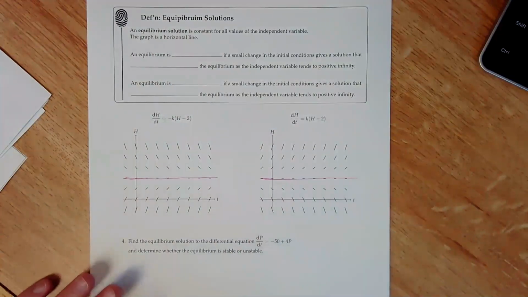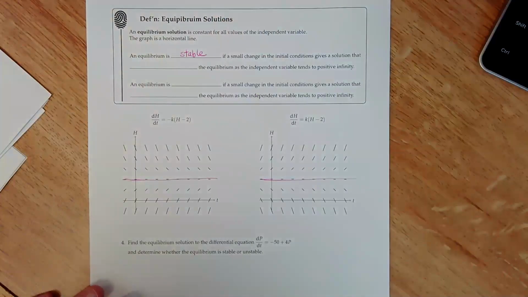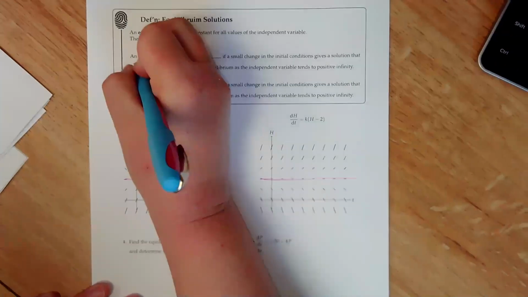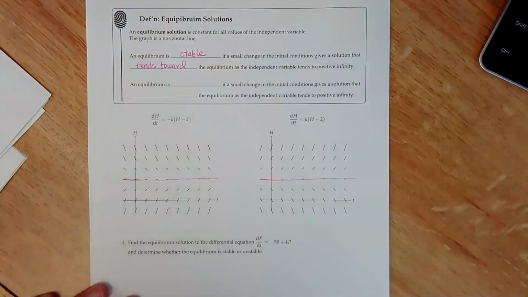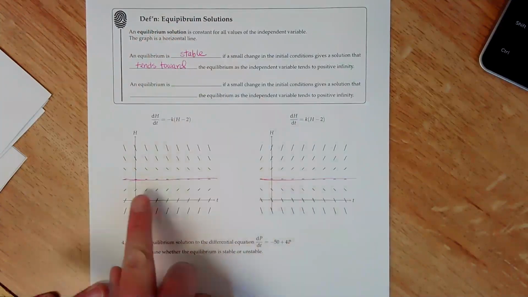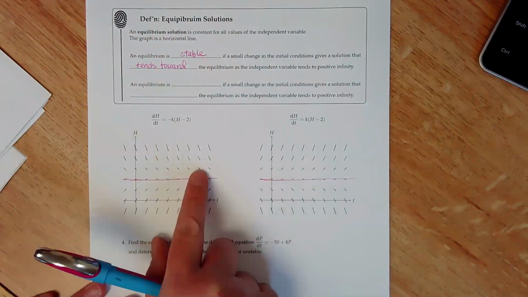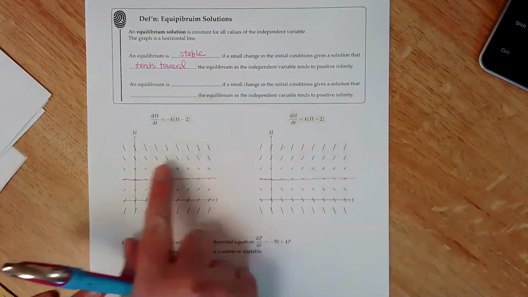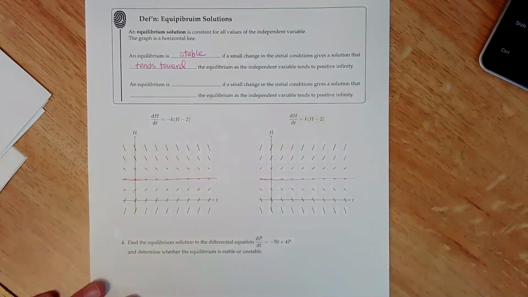And we classify our equilibrium solutions as either stable or unstable. So we say it's stable if a small change in the initial condition gives a solution that tends toward the equilibrium as the independent variable goes to positive infinity. So as we go out this direction with our independent variable, does our direction field tend to direct us towards the equilibrium or away from it? So if it's directing us towards that equilibrium solution, then we would call that a stable solution.